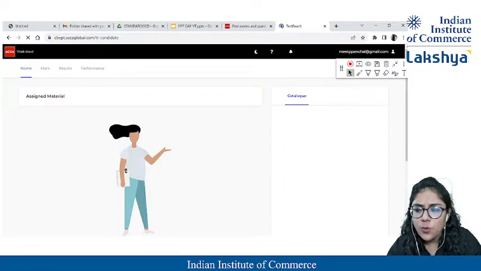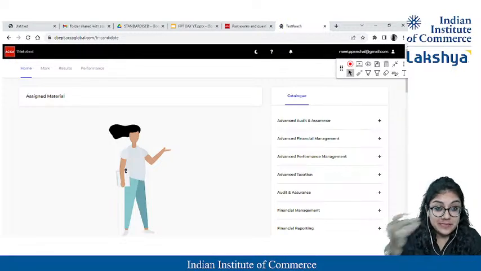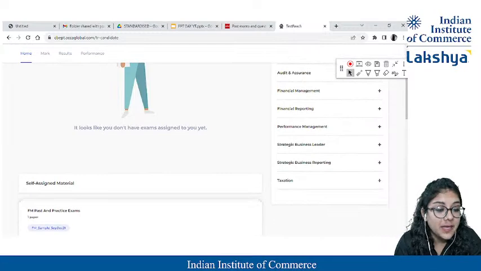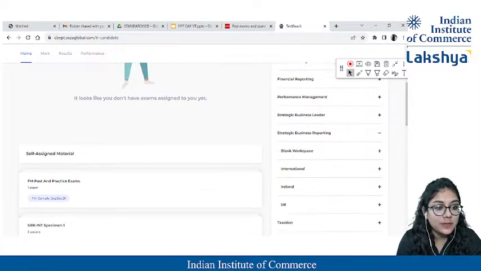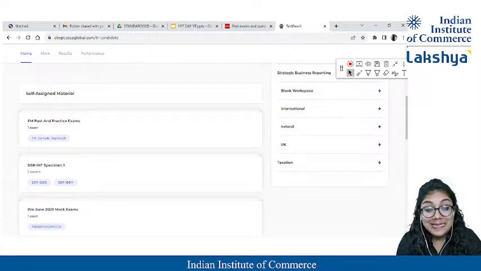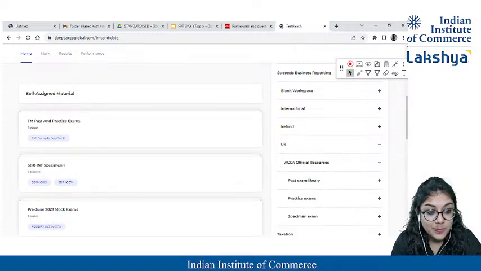So what is this? Home. Okay, see, whatever paper we are getting, for example, if it is a catalog, over here are some subjects. If I talk about SBR, Strategic Business Reporting, if I click on that, I'll get a blank workspace, international, Ireland, but we are going to choose UK. So UK, and then the official resources.